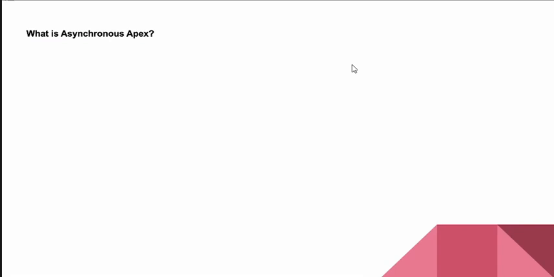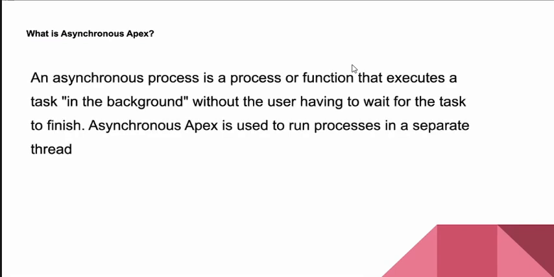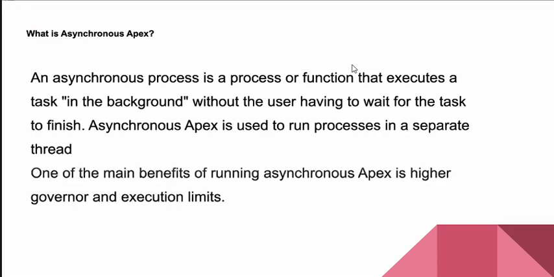Also, the process is running in a separate thread, and there is a higher governor limit for asynchronous apex as compared to synchronous apex. Yes, that's correct. So, here is the answer I have: a process that executes a task in the background. Yes. Okay. And as you said, it has higher governor and execution limits. That's good. So I'll go for the next question.